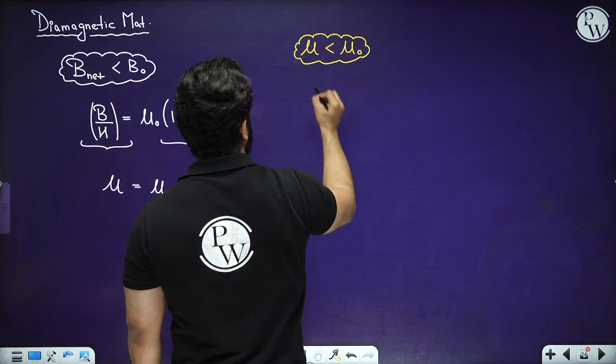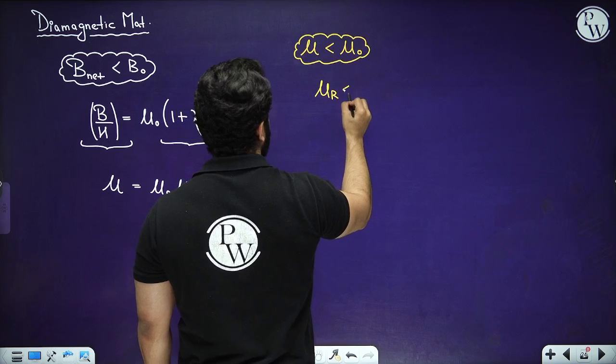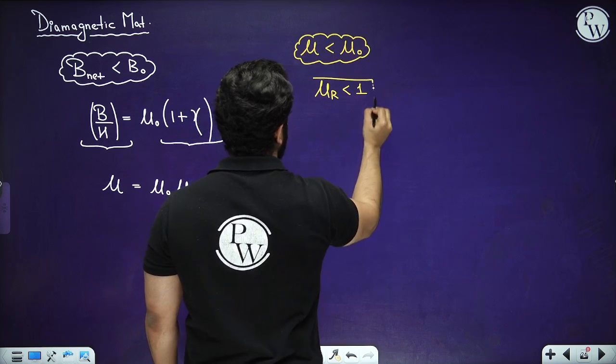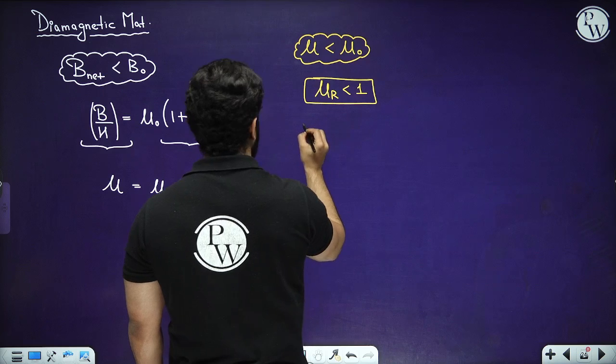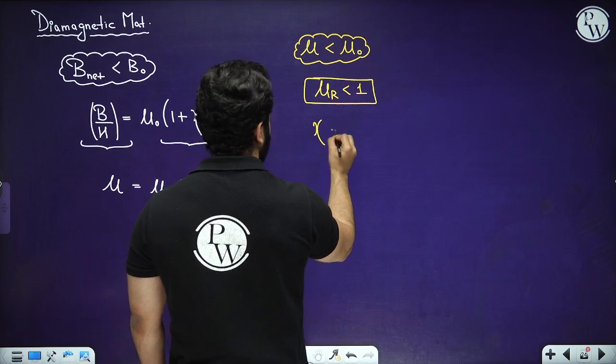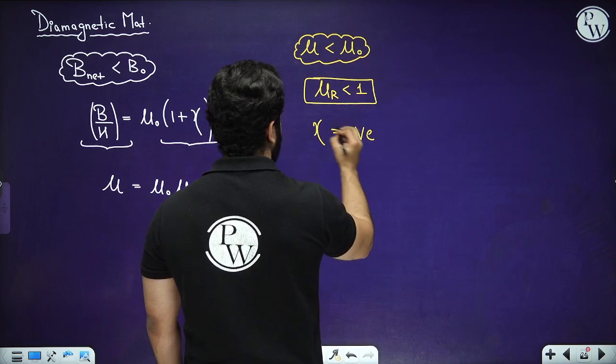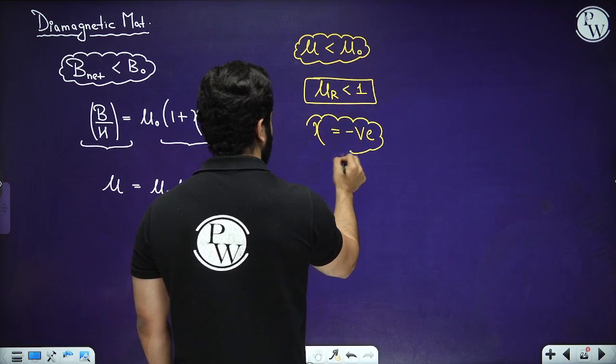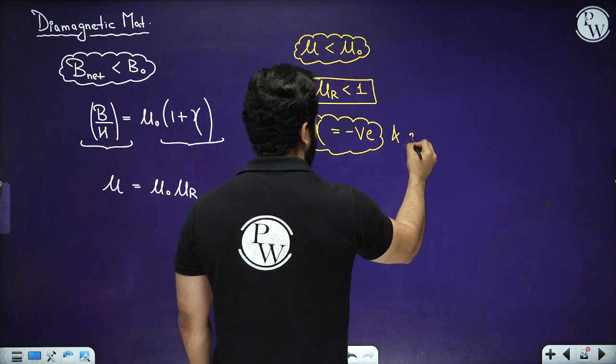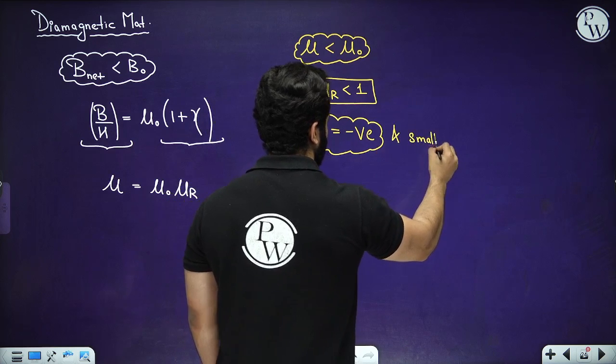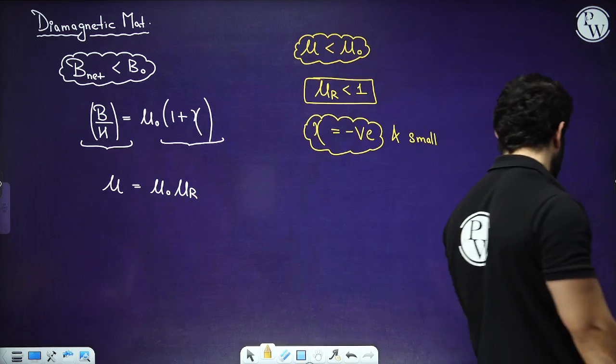And if that is the case, we can say that mu r will be less than 1. Also, magnetic susceptibility will be negative because it is only possible in this case. So negative, and it will have a small value. Now we can talk about every other part over here.